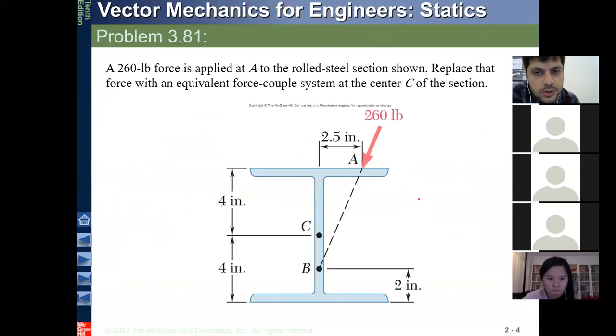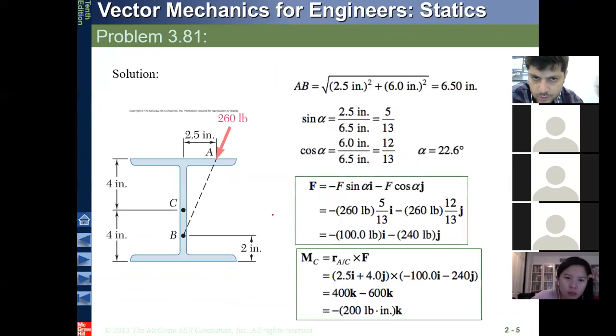In the first question, you have a 260 pound force that is applied at point A on a beam section, and you're asked to replace this force with an equivalent force couple at center C. So based on what I said, first we need to calculate, well, we have just one force here, but you should decompose this force into x and y directions, and then calculate the moment about point C, and then you can get the equivalent force couple. So this is what we're going to do.